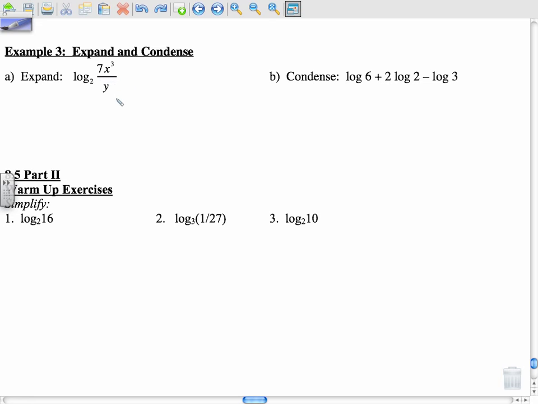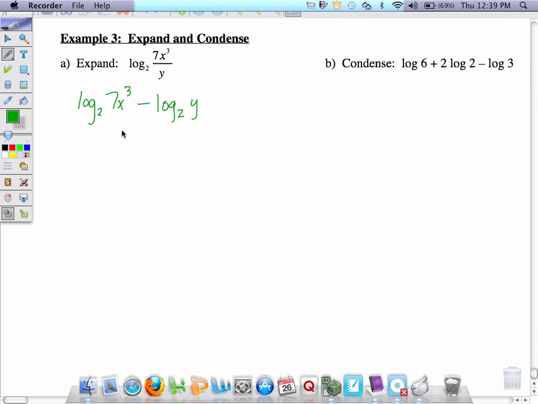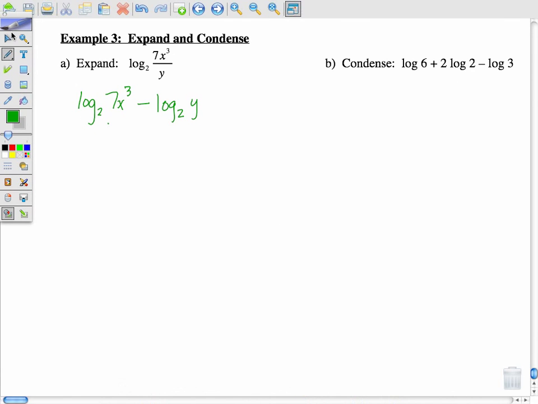So let me undo all this and let's start chatting about how we do this. First of all, I see this division. I'm going to take care of that first. So division is subtraction, so I'm going to rewrite this as log base 2 of 7x^3 minus log base 2 of y. That's splitting with the division. And give me 1 second here too. I'm going to get rid of these warm-up exercises so I have more space. And magically, just like that, they're gone.